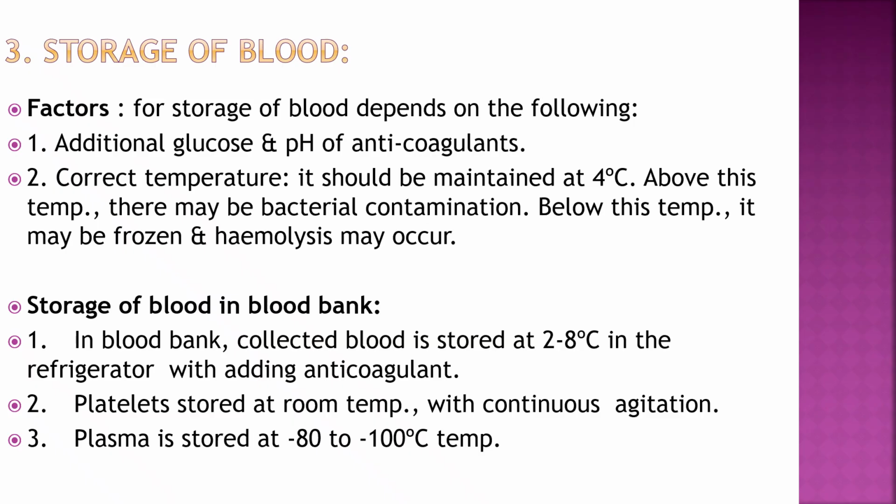So for storage of blood in the blood bank, collected blood is stored at 2 to 8 degrees Celsius in a refrigerator with added anticoagulant. Platelets are stored at room temperature with continuous agitation, and plasma is stored at minus 80 to minus 100 degrees Celsius.